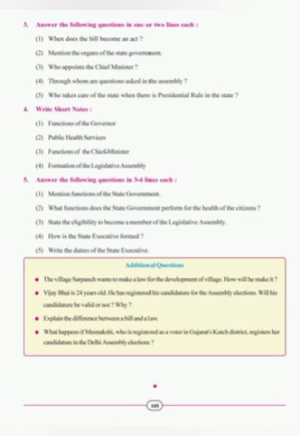What happens if Meenakshi, who is registered as a voter in Gujarat's Kutch district, registers her candidature in the Delhi Assembly elections? Students, Meenakshi is a Gujarat state voter. According to the constitutional provision, a voter can register his candidature in the Legislative Assembly elections of his state. Therefore, Meenakshi will not be able to register her candidature for the Legislative Assembly. Her candidature will not be considered valid. So this is the end of chapter 16, State Government.